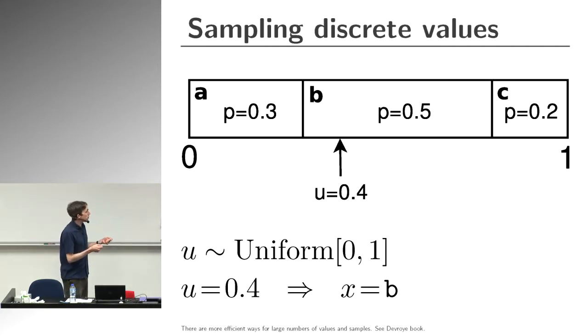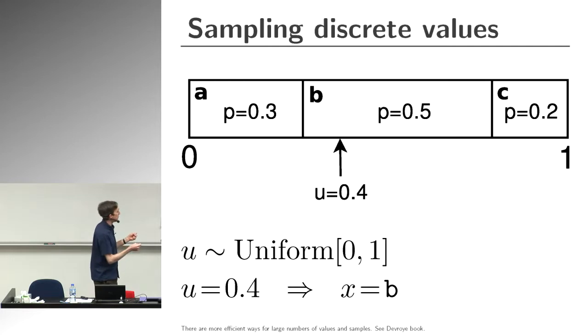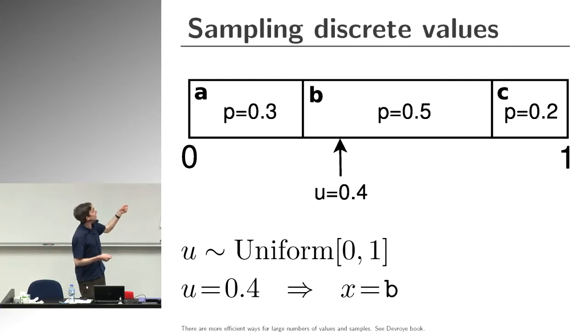So you usually have a function called rand, which will generate a uniform random number between 0 and 1. It's called rand in Matlab. It will be called slightly different things. I think it's random in numpy.random. So you want to turn this number u, which is between 0 and 1, into, say, a discrete label a, b, or c, where b has probability 1/2 and a has probability 0.3, and so on.